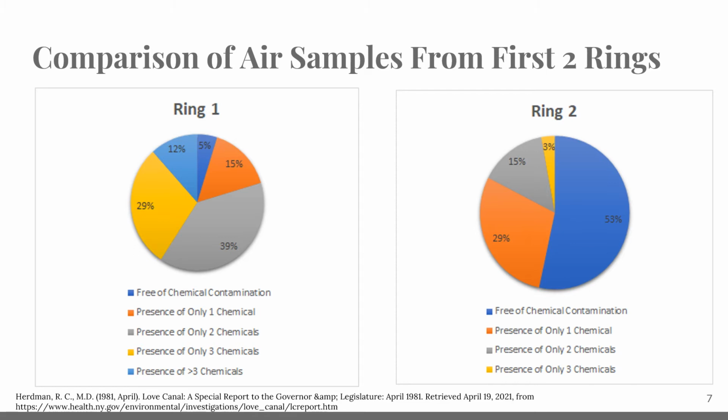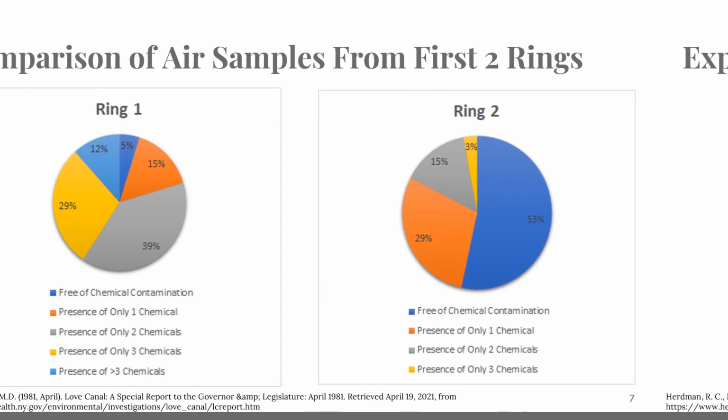So 55% of Ring 2 homes were free of chemical contamination as compared to only 5% of homes in Ring 1. 30% of Ring 2 homes showed the presence of only 1 chemical as compared to 16% for Ring 1. 15% of Ring 2 homes showed the presence of only 2 chemicals as compared to 40% for Ring 1. And 3% of Ring 2 homes showed the presence of 3 chemicals as compared to 30% for Ring 1. This data indicates that homes in the outlying areas of Love Canal had significantly lower levels of contaminant compared to the first ring of homes.